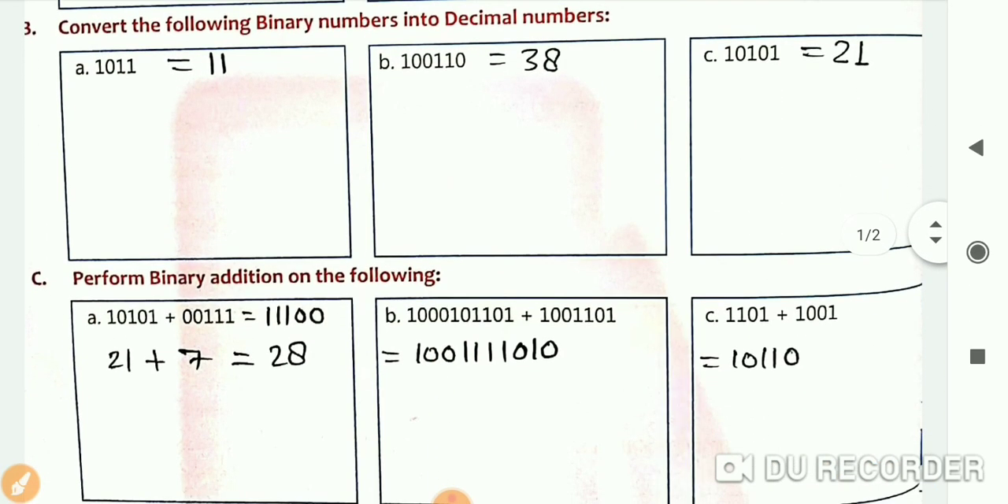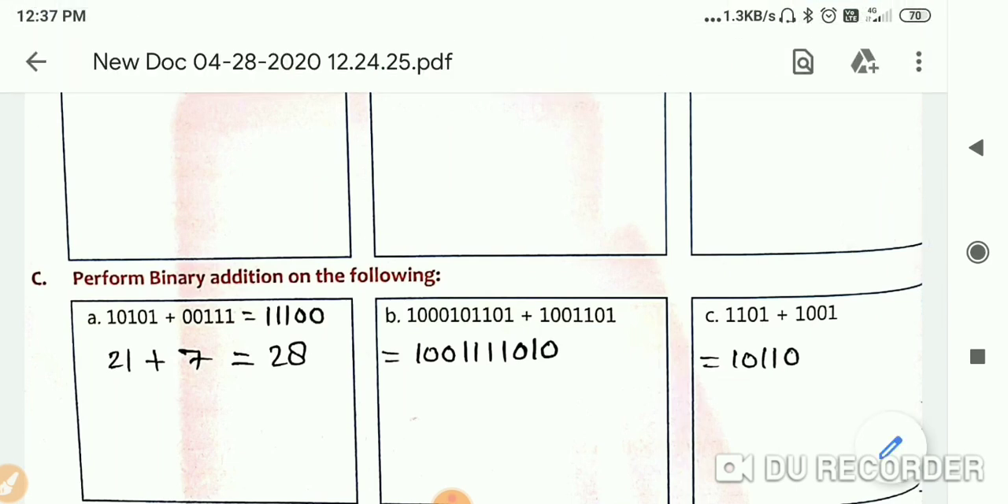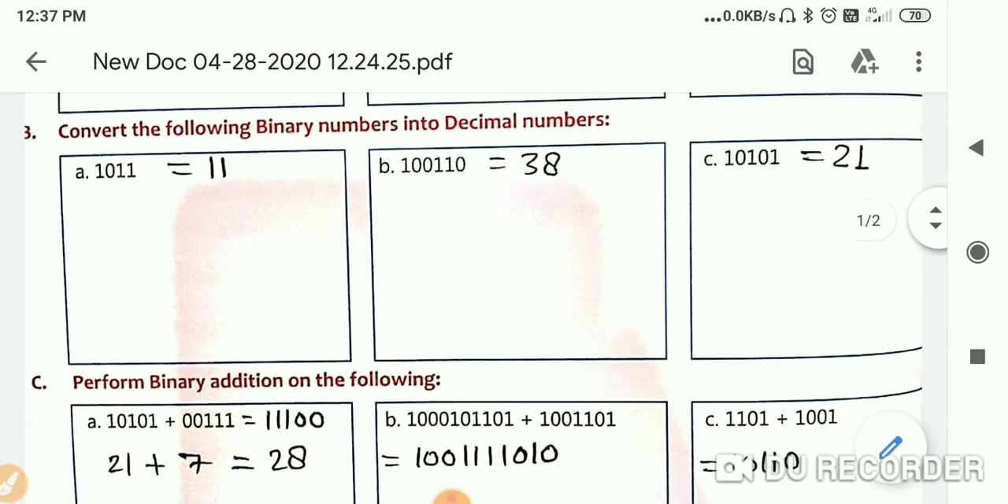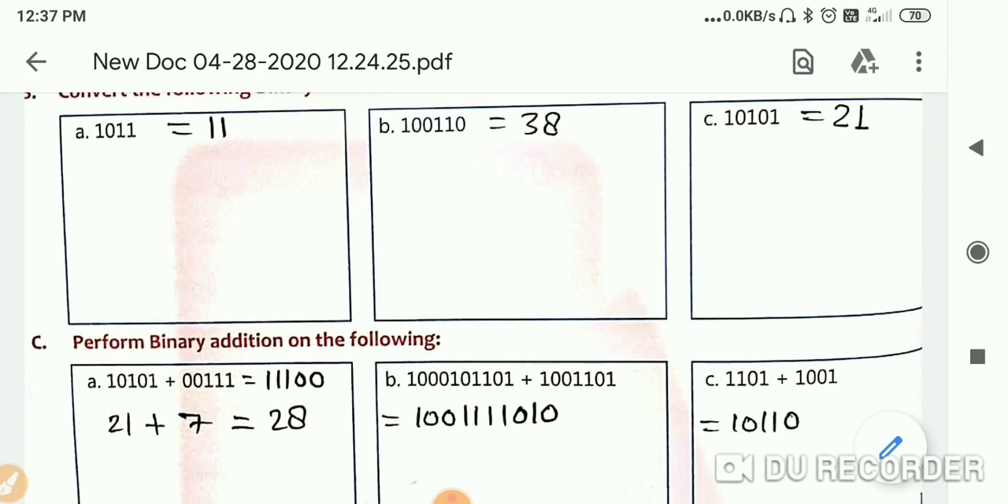Now the second exercise, convert the following binary numbers into decimal numbers. The first binary number is 10011 and the answer is 19. This is 19 in decimal.